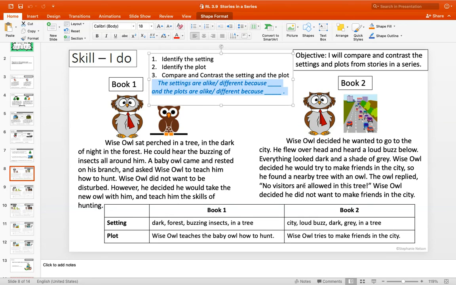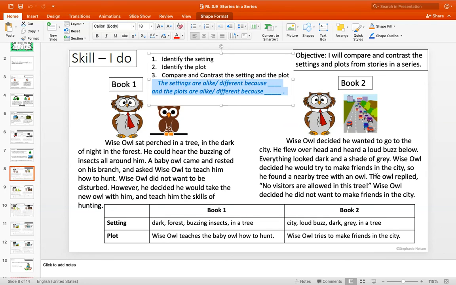So in book 2 of the series, you still have the main character, Wise Owl, but it looks like the setting is changing a little bit. Let's read on. Wise Owl decided he wanted to go to the city. He flew overhead and heard a loud buzz below. Everything looked dark and a shade of gray. Wise Owl decided he wanted to try to make friends in the city.